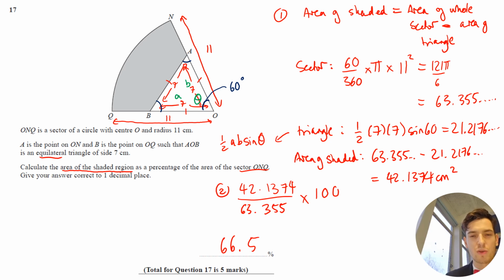The key in that question was realizing that I have an equilateral triangle. So I knew all of the side lengths of that triangle as well as the angle, which I needed to find the area of the sector that the triangle was inside.